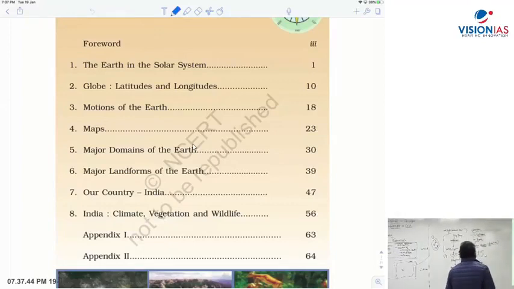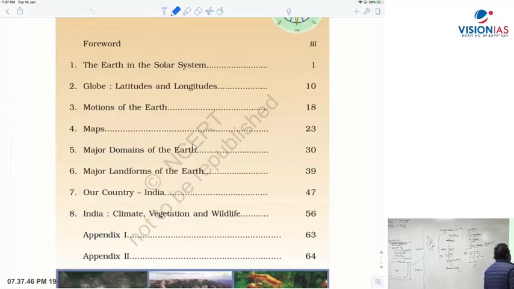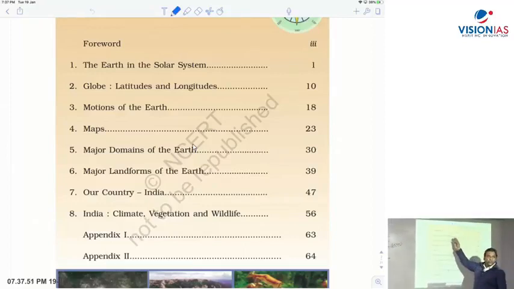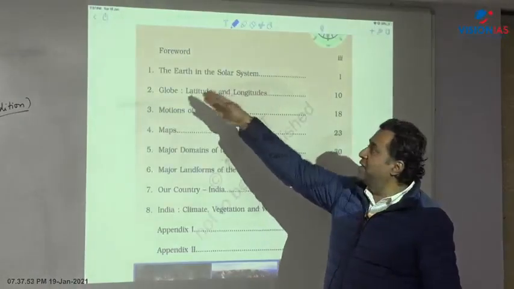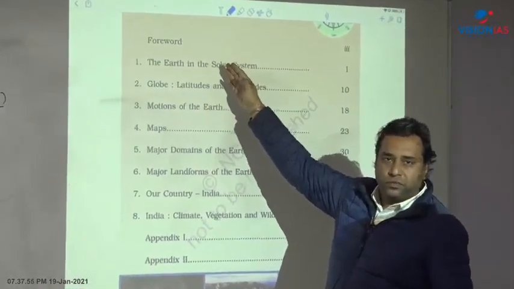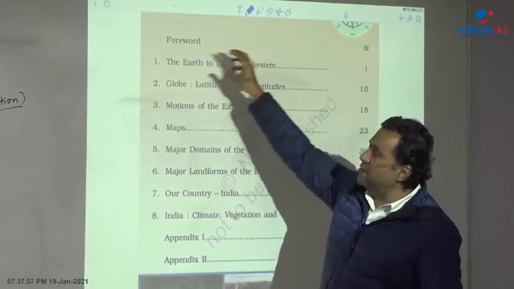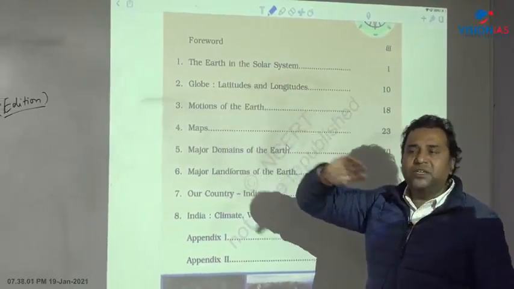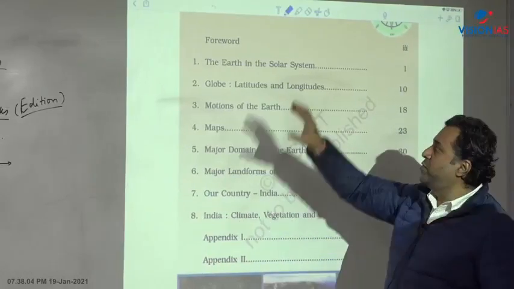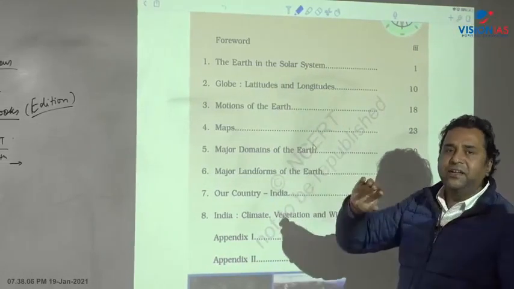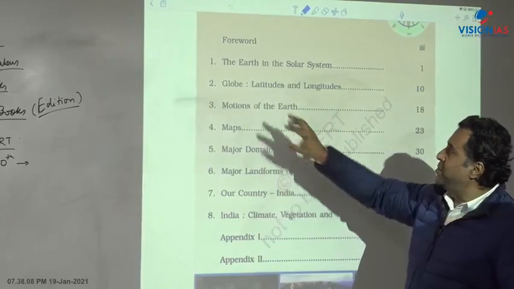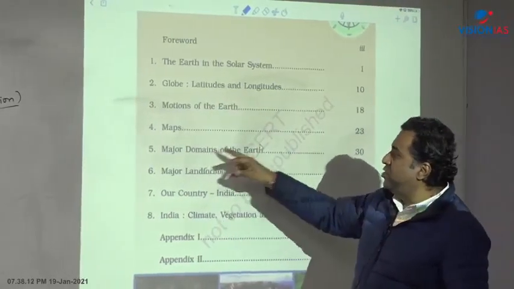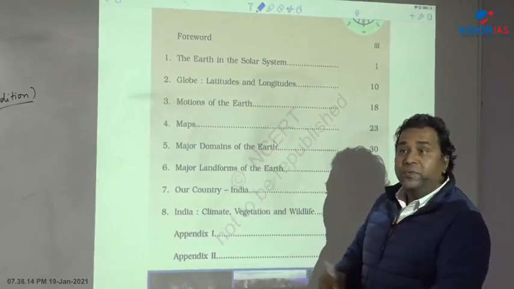So, universe to the Earth. In Earth and the Solar System, we will be going from the universe to the solar system to the Earth. That's the first. After that, longitude and latitude. We will try to understand what we mean by latitude and longitude. If you want, you can refer to the Class 6 NCERT, and I'll tell you where to get it from. Motions of the Earth is the next thing. After that, we come to the other regions. Major domains of the Earth: domains mean what?